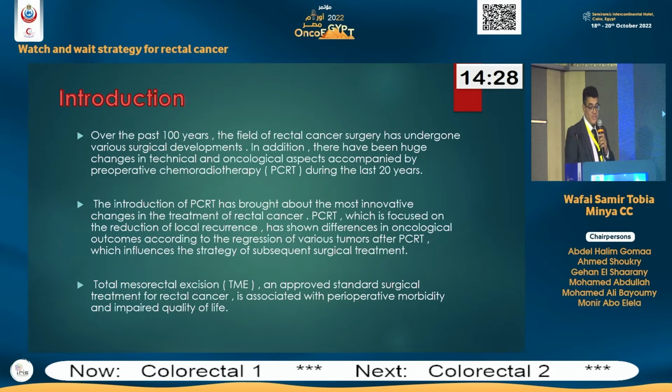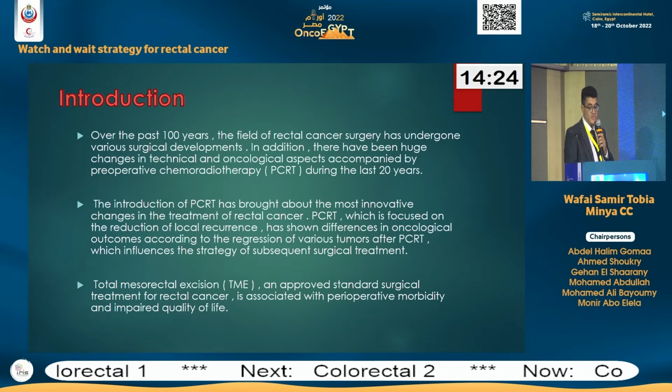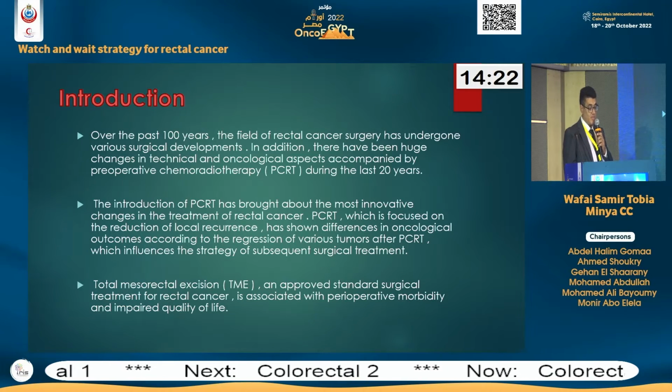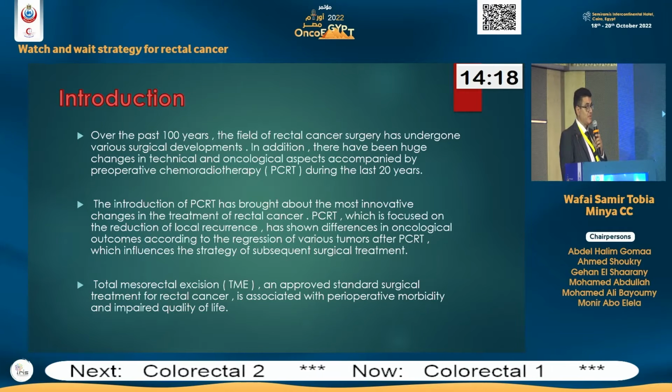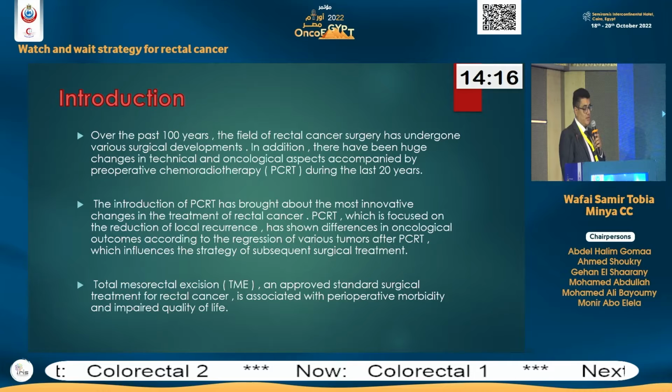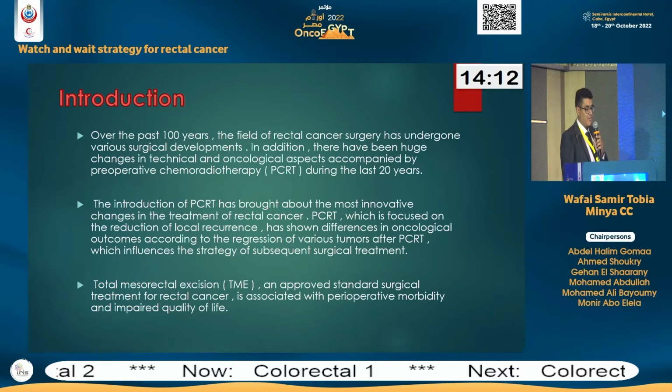بس بعد كده has shown difference in the oncological outcomes according to the regression of various tumor after neoadjuvant chemotherapy, which influence the strategy of subsequent surgical treatment. لا مش يعني اتحولت بعد كده ان احنا نقدر نغير تفكيرنا في السيرجري اللي هنقدر نعملها بعد كده.